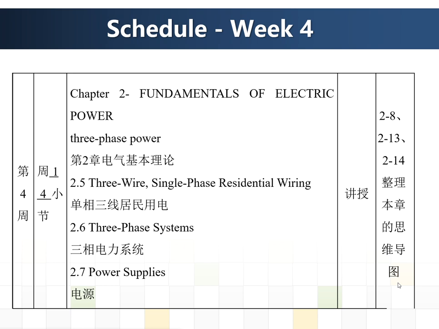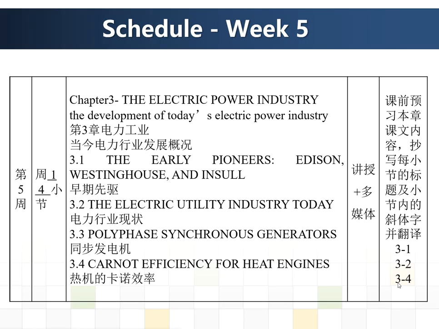We will continue chapter 2 in week 4. 2.5, 3-wire single-phase residential wiring, 2.6, three-phase systems, and 2.7, power supplies, will be taught in week 4. Chapter 3, the electric power industry, will start in week 5. 3.1, the early pioneers, is also a self-learning section.